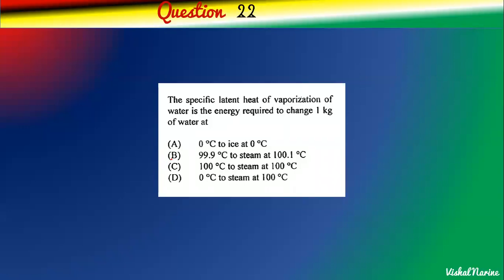Question 22. They ask you here, what is specific latent heat of vaporization? It is the energy required to change 1 kg of water at something for something else. All right, so from the responses, I'm seeing that A is definitely not an answer. I have a couple of B as answer, a few C and most D's, and D is correct. I'm sorry, no, D is not correct. It is C. Yeah, it is C, right?